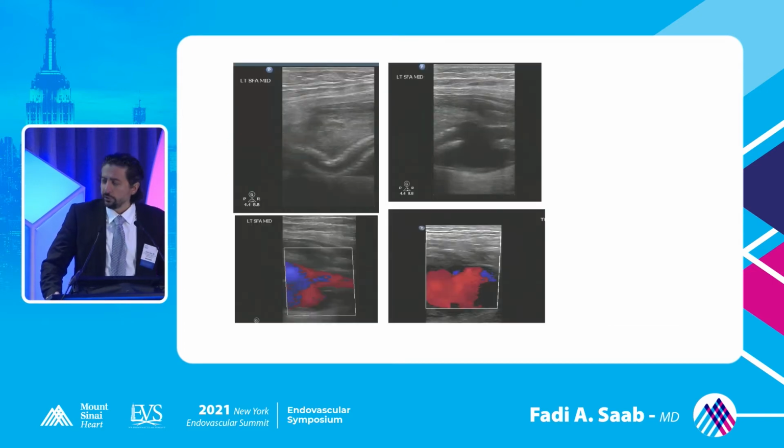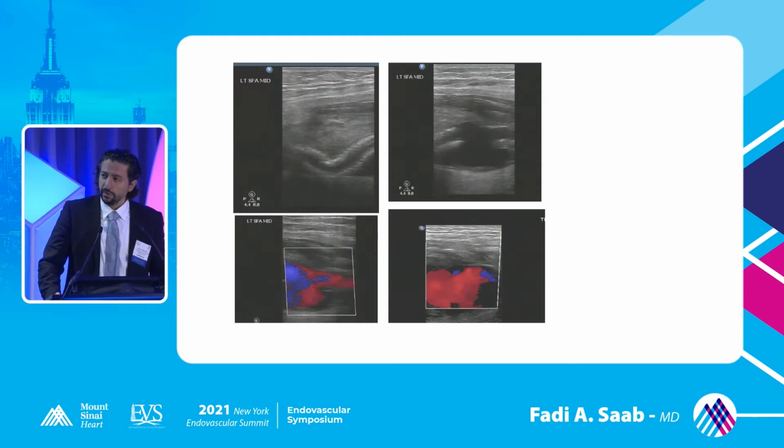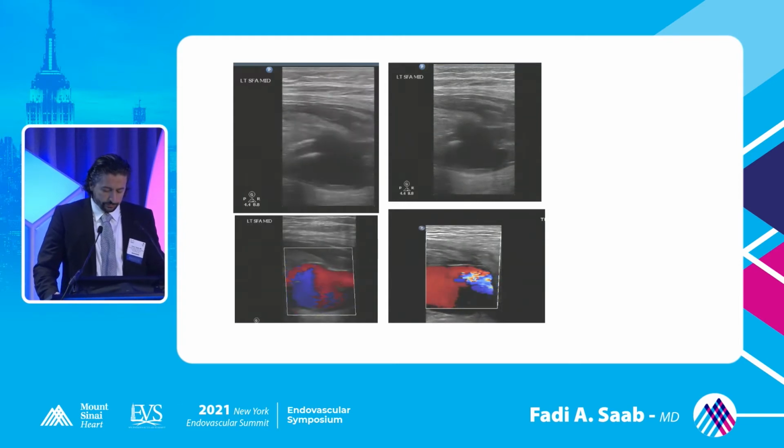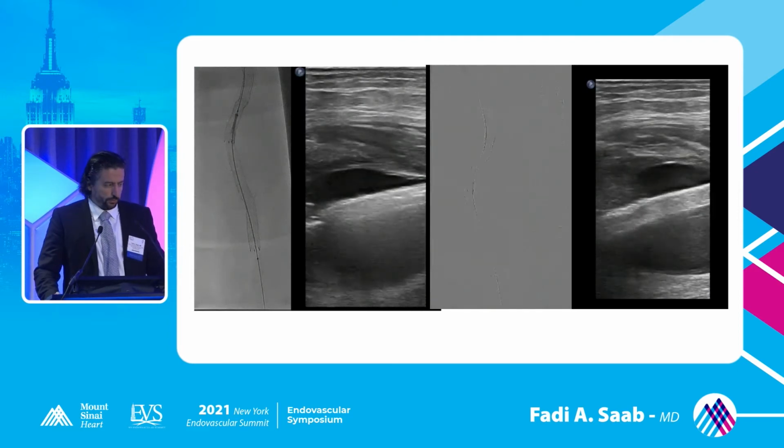But we used ultrasound to guide us in terms of finding where the vessel is, and we placed a covered stent across, and we were able to address the issue for this patient.